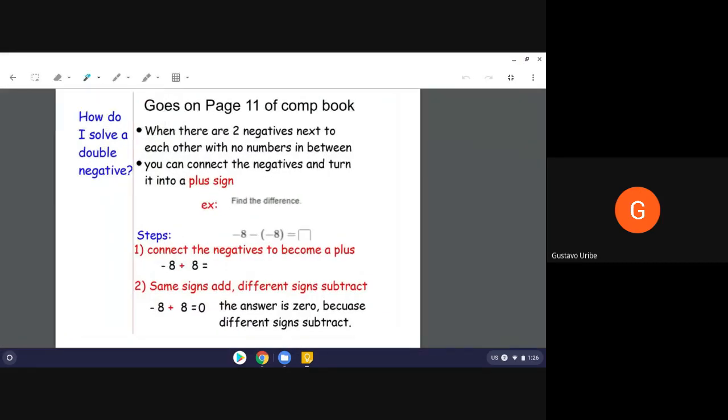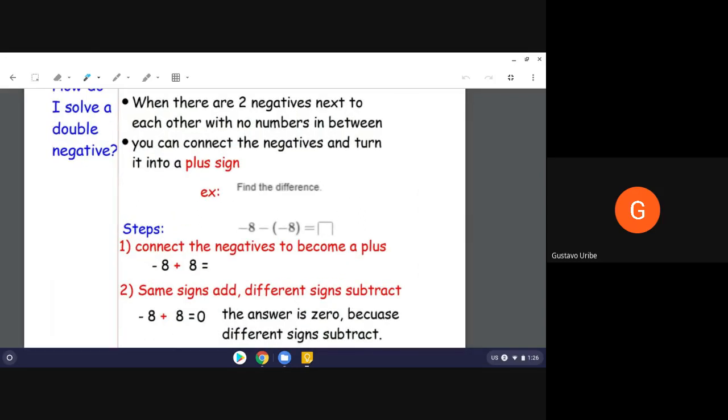So a negative times a negative will give me a positive. So I have two negatives here. I'm going to connect a line and make this a plus. Now I'm going to rewrite it as negative 8 plus, this is the plus I just made, the 8.